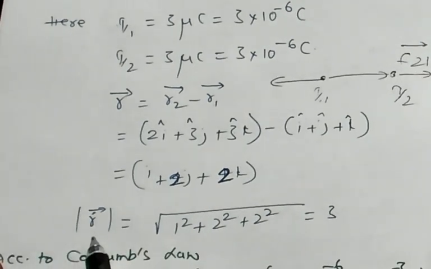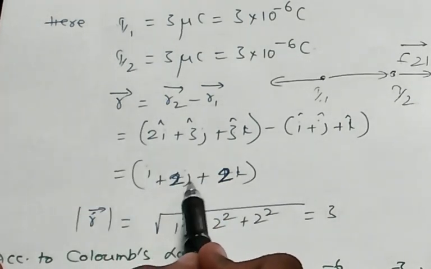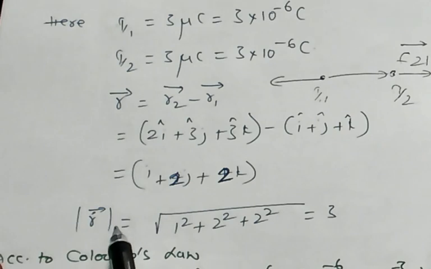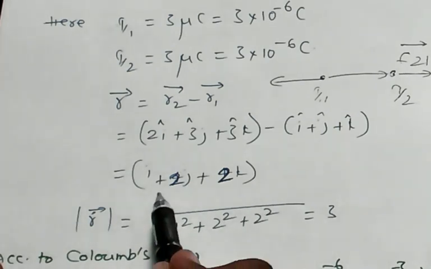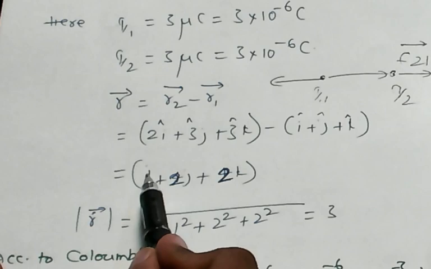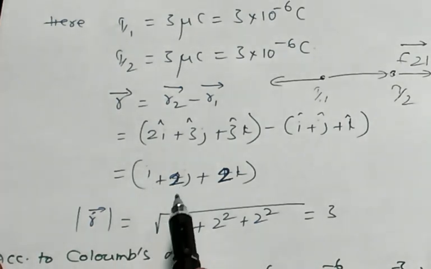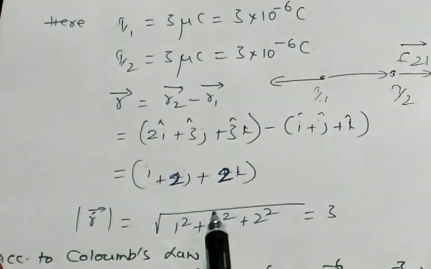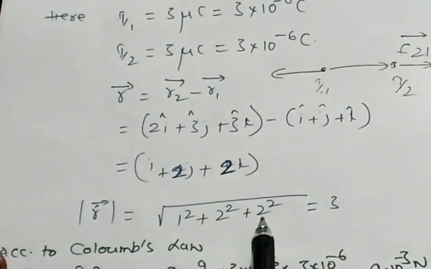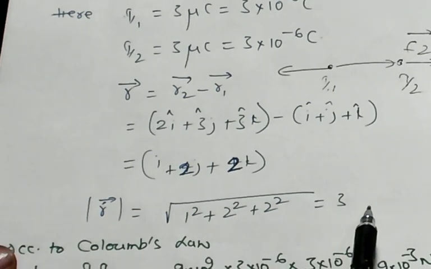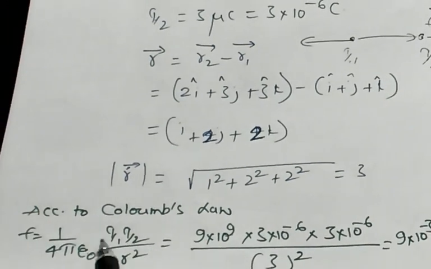So the magnitude of this vector i plus 2j plus 2k is equal to the square root of: before i what is there, 1, so 1 square; before j what is there, 2 square; plus before k you have 2 square. So 1 plus 4 plus 4, 9. Square root of 9 is equal to 3. So the distance has become 3 meters. That's what you need to basically remember.